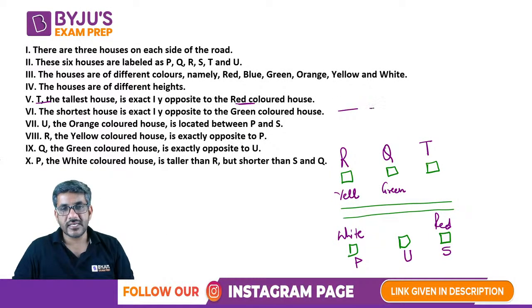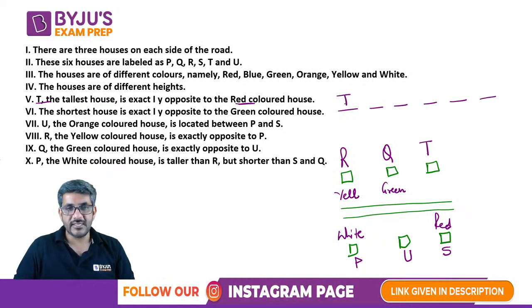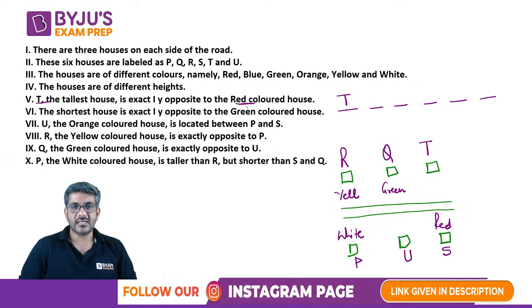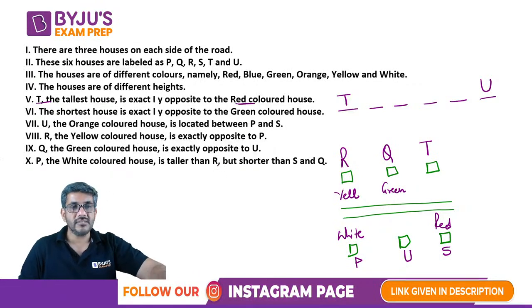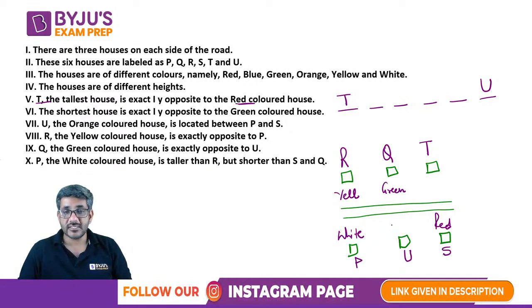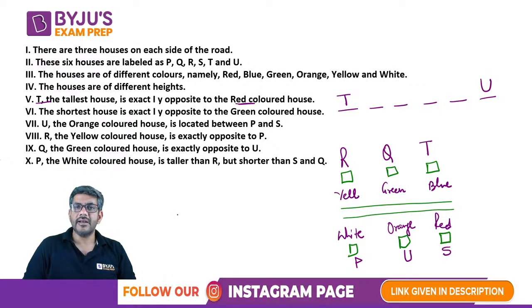There are 6 of them: 1, 2, 3, 4, 5, 6. T is the tallest house, so I would write T over here. It is exactly opposite to red color. The shortest house is opposite green. Opposite green is the shortest. That means U must be the shortest house. If it is opposite T, that means it must be the shortest house opposite this. U, the orange colored house, is located between P and S. Okay, U is also known. It is an orange colored house. So only one color is left, that is blue. So blue has to be this color. This also has become clear. Next. R is exactly opposite to P.